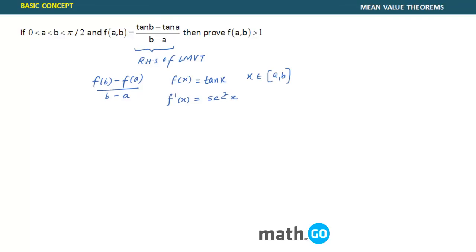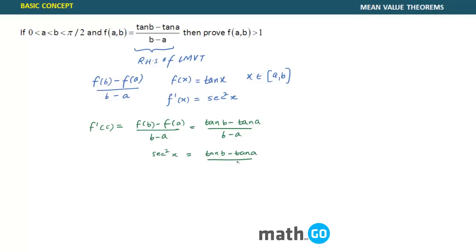And what LMVT says is that there will be a value c for which this will be nothing but f of b minus f of a by b minus a, or we can say it will be equal to tan b minus tan a upon b minus a. What is the value of f dash c? This says that secant square x will be equal to tan b minus tan a by b minus a. Now coming back to the question, let me replace x by c only so that you people can understand, right?